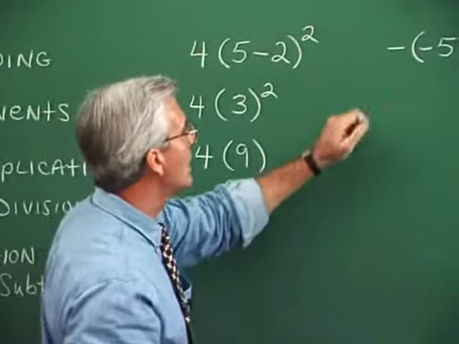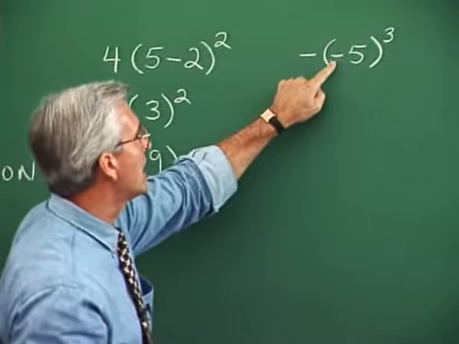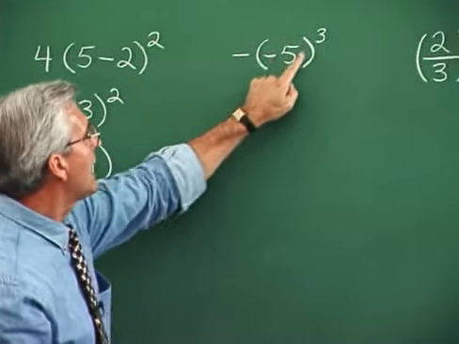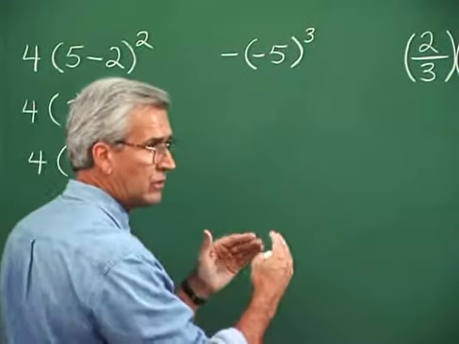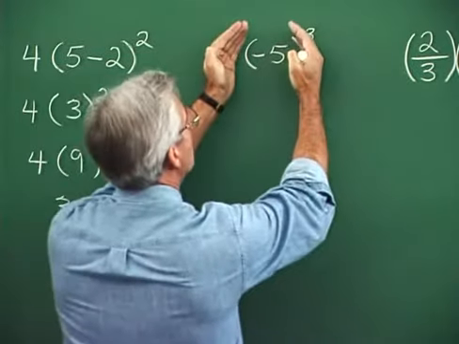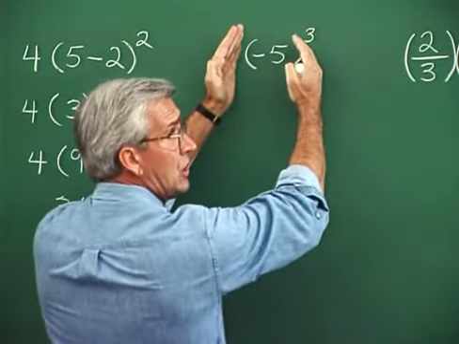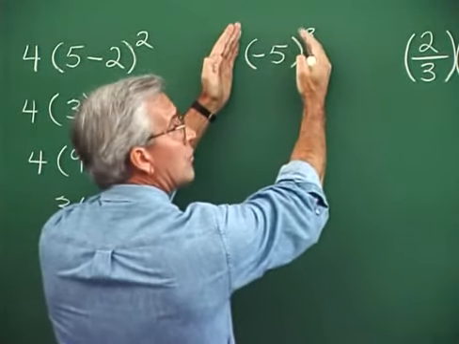In this one, we have an outside minus sign, an inside minus sign, and we have this exponent. Now the parenthesis says do this first. So as a grouping symbol, we're looking inside to see if we can simplify. No, negative 5 is already in simple form.